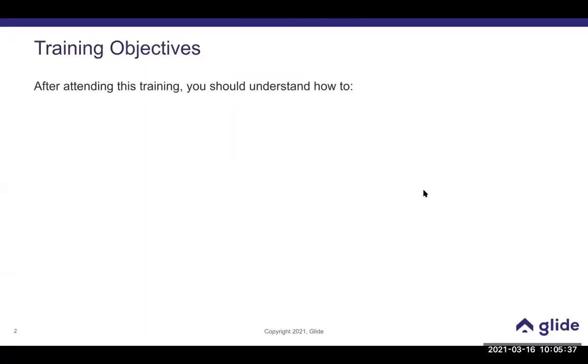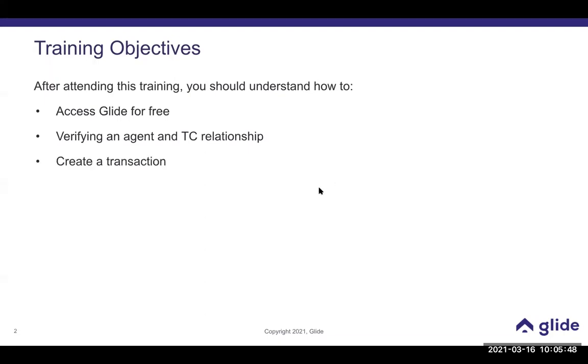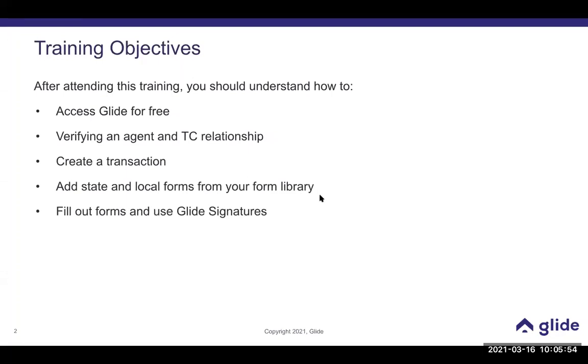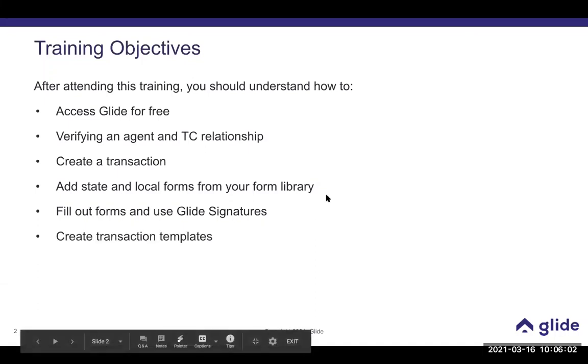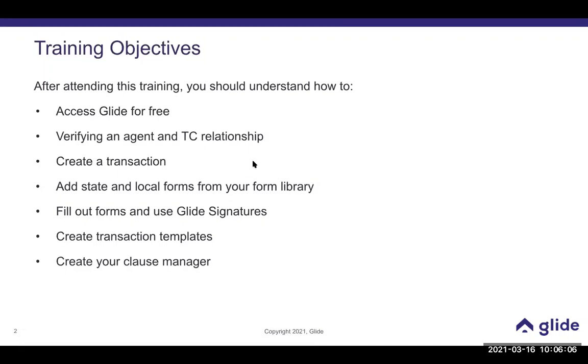So during today's training, we will be going over how to access Glide for free. We will be talking about how to verify that agent and transaction coordinator relationship. We will talk about how to create a transaction and how to add in state and local forms from your form library. We will also talk about filling out those forms and then sending for signature using Glide signatures or DocuSign. We will go over how to create some transaction templates and how to manage those clauses.